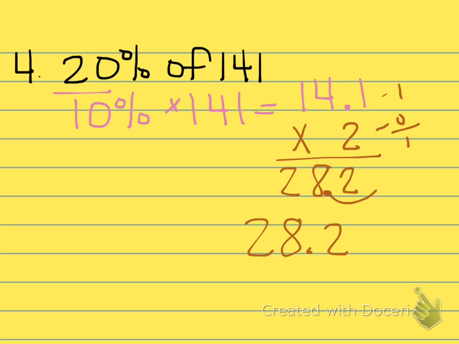So that was one method that we could use, the 10% rule, which again I told you was my fast mental math method that I would use in the stores or when I tip all the time.